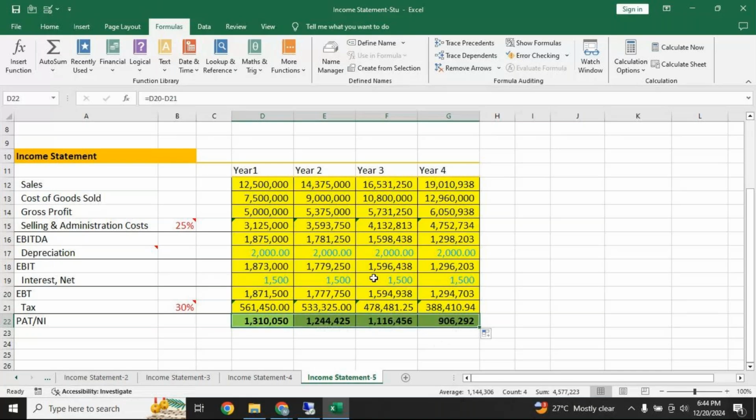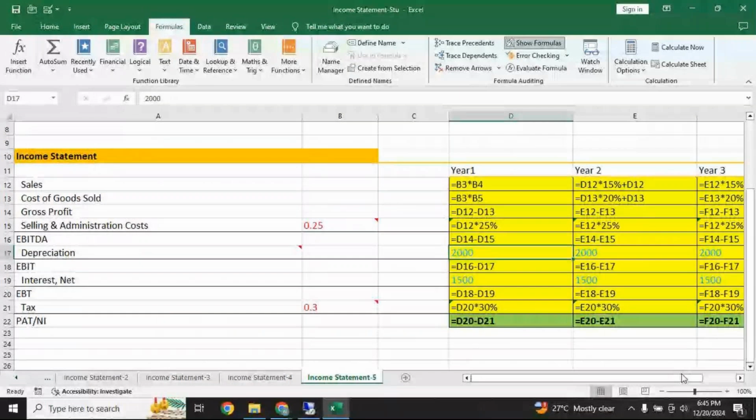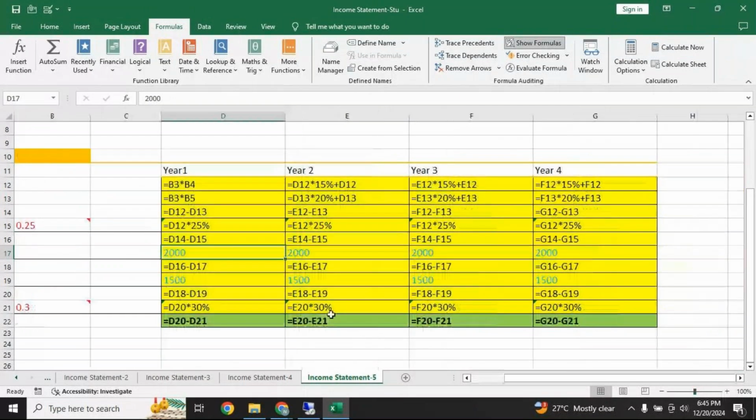So clear? Gross profit till here we had done. Selling and administration will be on the sales, so on the sales it will be 25%. Once I have done it, I am going to apply the fill handle. EBITDA will be gross profit minus selling and administration cost. So from here everything you have to subtract. See, from here we are supposed to do.